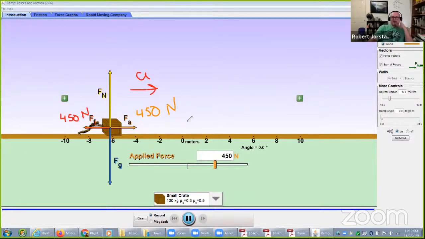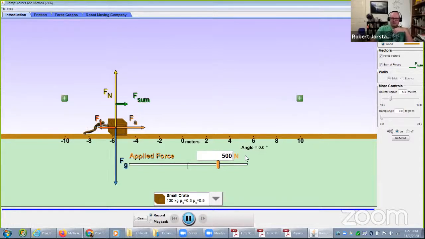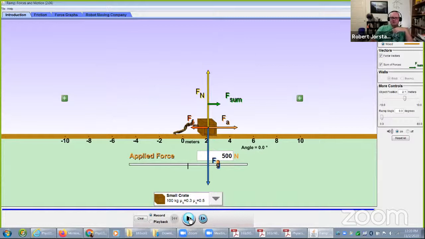Okay. So at this moment, now watch what I'm going to do. As long as it's not moving, do you agree that the frictional force and the applied force should balance? Whenever it's not moving, whatever number I have down here should be the same as friction. So I'm going to slowly creep this thing up. Let's try 480. It's still not moving. Let's try 490. Still not moving. Let's try 500. It starts moving.